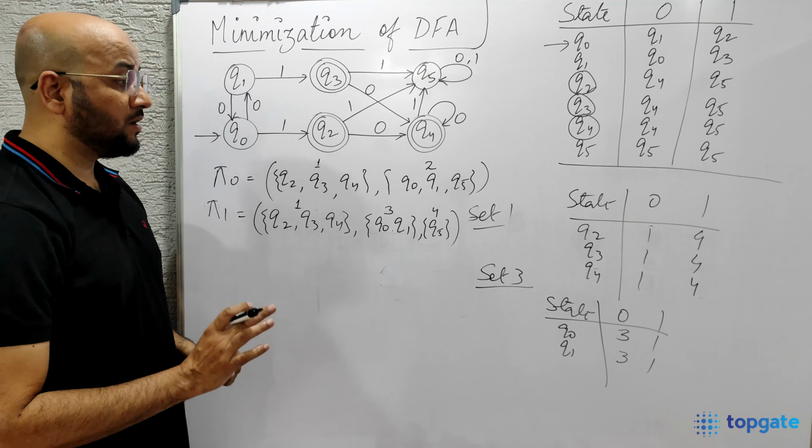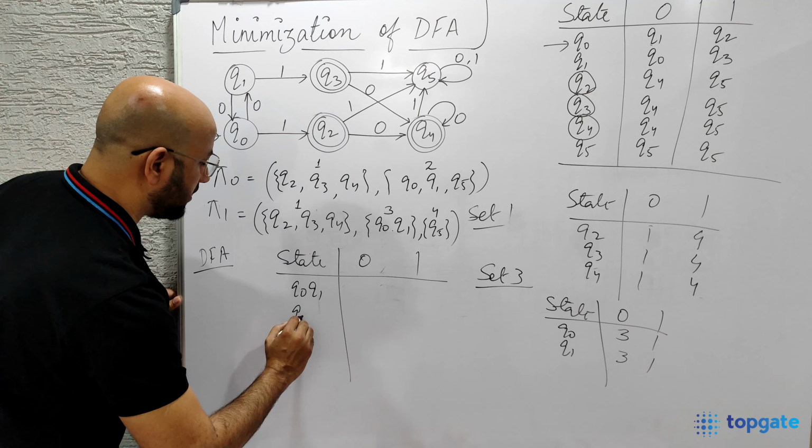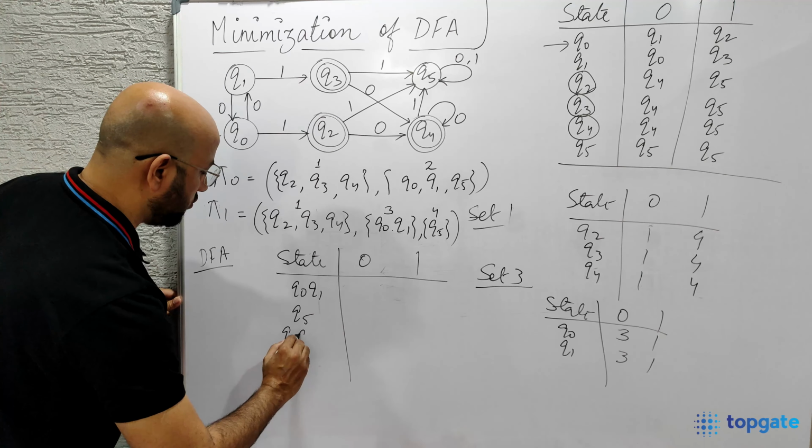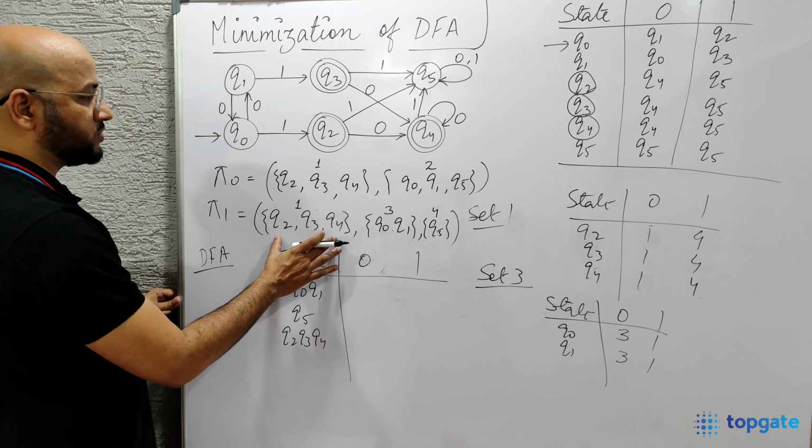Now let's make a table for the final minimized DFA. I'll write state here, and then 0 and then 1. In the states I have 3 states: Q0, Q1, then Q5, and then Q2, Q3, and Q4. This is one state, this is one state, this is one state, and Q0 was the initial, so I'll mark Q0, Q1 as the initial state, and Q2, Q3, Q4 as the final state.